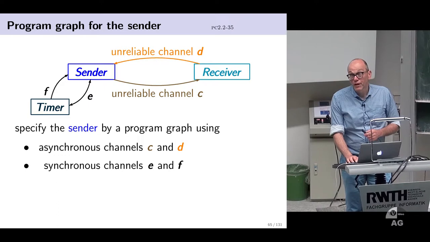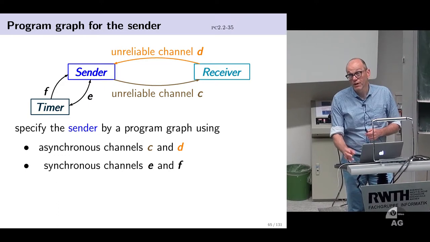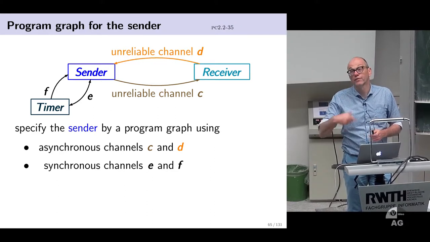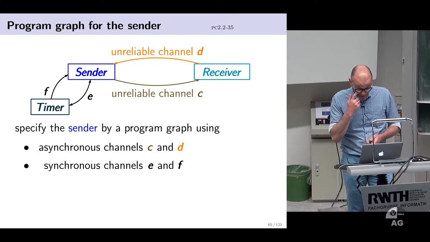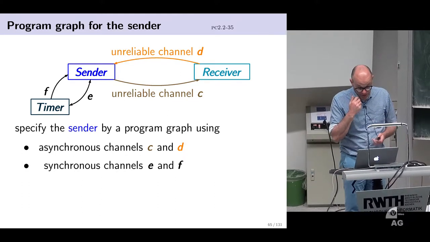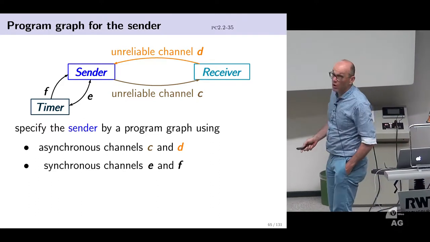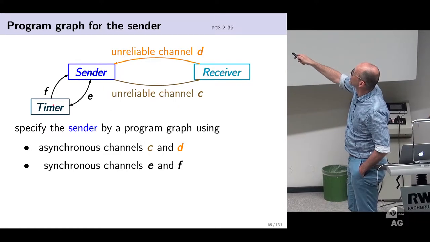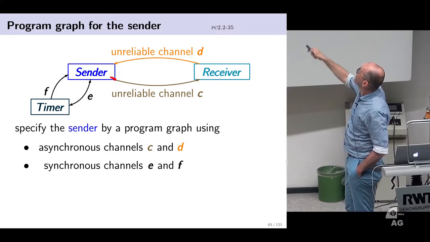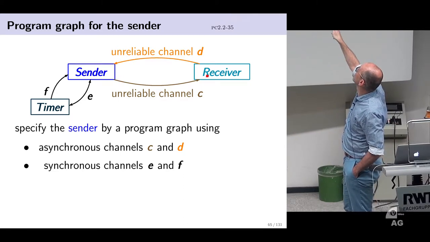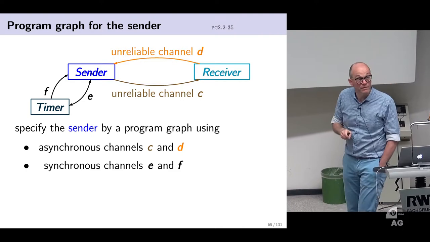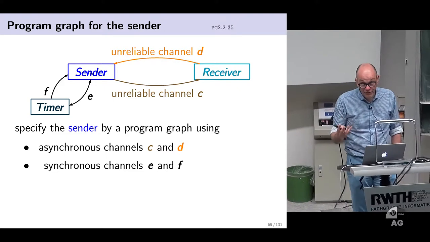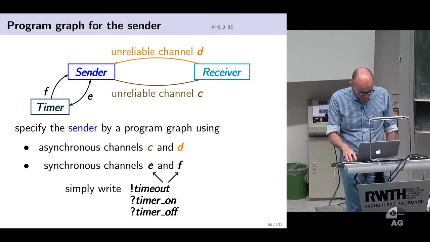Good, now we're going to specify the sender. So now I'm going to specify this whole mechanism of toggling the bit, waiting for an acknowledgement. If a timeout occurs, you have to do the retransmission. And I do this by means of a program graph. So this sender is the most complicated process. Why is this? Because the sender communicates in a synchronous manner with the timer via E and via F, and it also communicates with the receiver by sending messages over C and receiving acknowledgments over D. So it interacts with four channels. Two of them being synchronous, two of them being asynchronous.